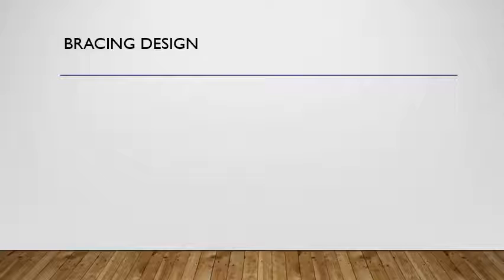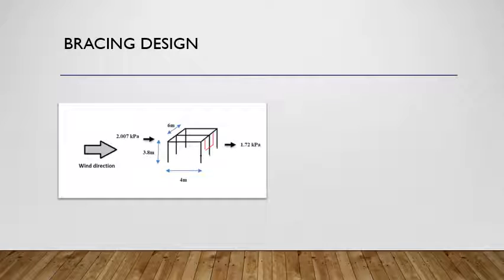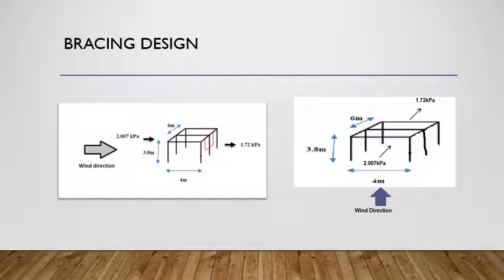In this assignment, we need to design the roof bracing and wall bracing, and we need to consider the direction of the wind. Thus, we need to consider all the wind directions when designing the wall bracing. This is the wind direction from north to south, and this is the wind direction from west to east.